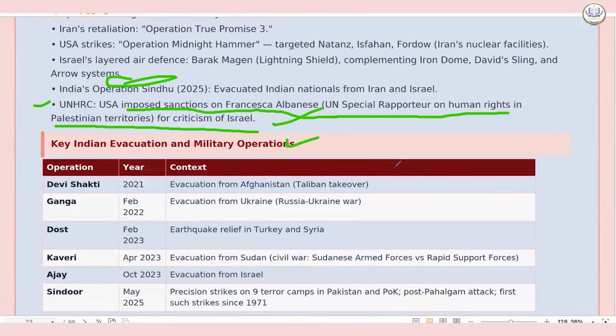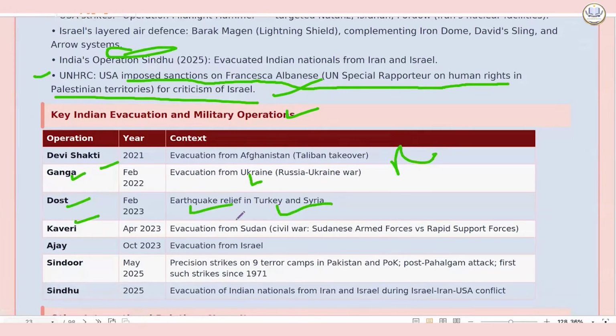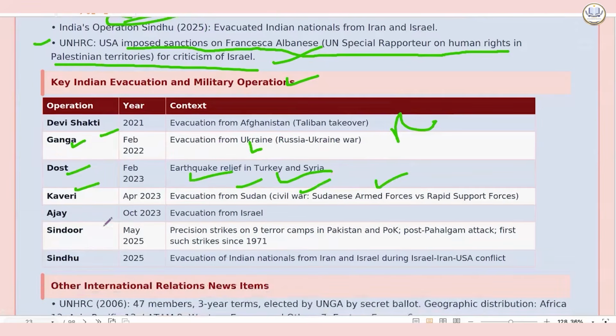So Devi Shakti 2021, evacuation from Afghanistan after Taliban takeover. Then Operation Ganga, Feb 2022, evacuation from Ukraine after Russia-Ukraine war. Operation Dost, earthquake relief in Turkey and Syria. Operation Kaveri, evacuation from Sudan. Civil war, Sudanese Armed Forces versus the Rapid Support Forces. There was a war going on.